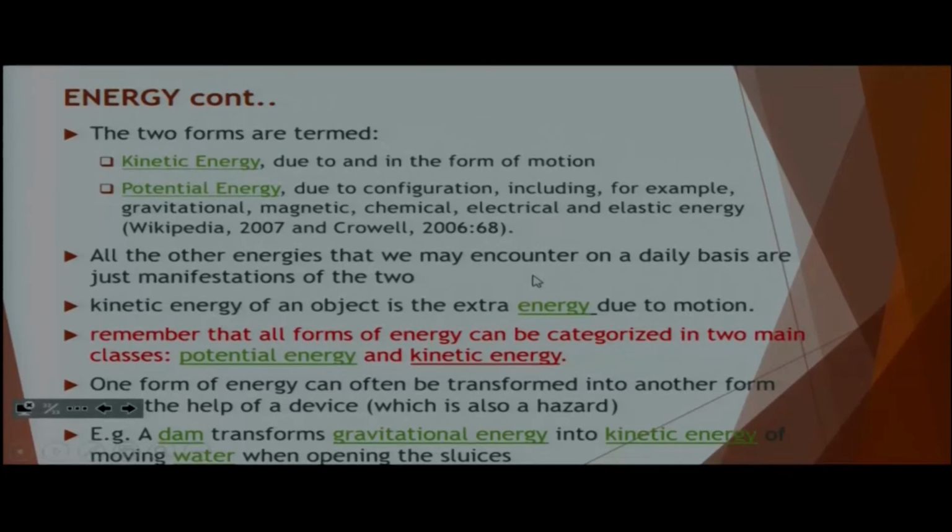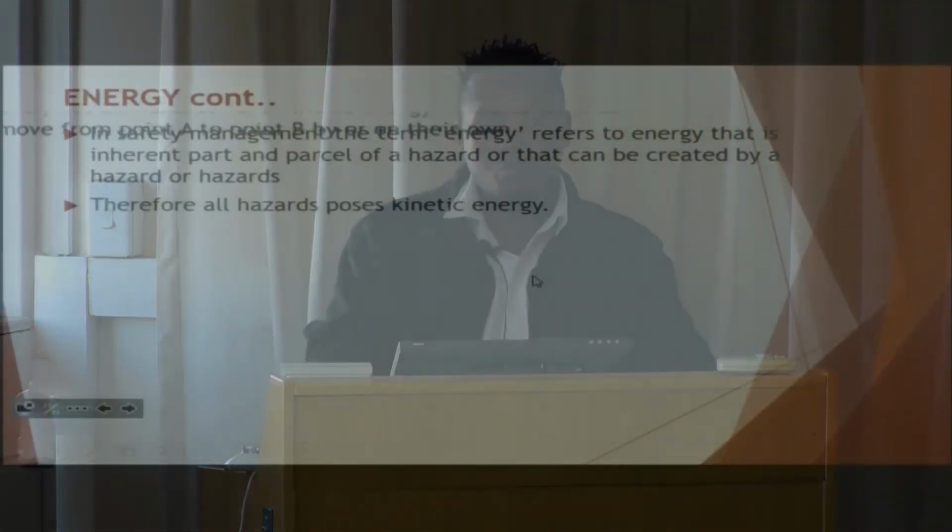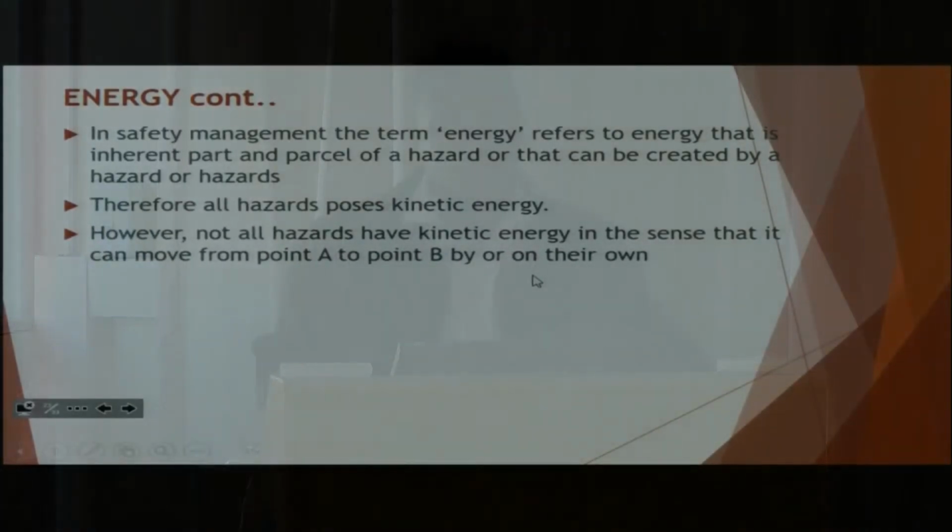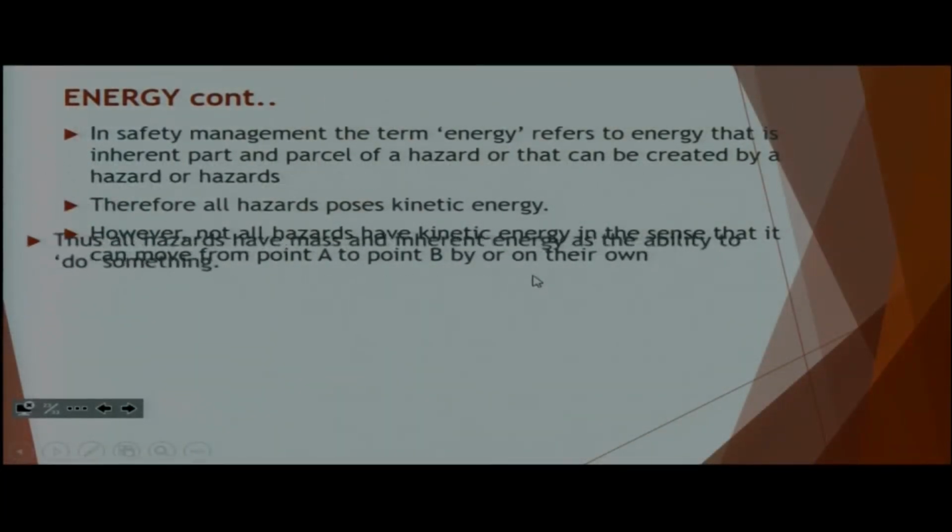transforms gravitational energy into kinetic energy of moving water when opening the sluice gate. So when water is within an enclosed area and it's closed, gravity holds it together on the bottom, it's your gravitational energy. But once the gates are opened, the water is going to flow. That means movement and motion is involved. It's going to be transformed into kinetic energy of moving water as a result of opening those sluice gates. So it is evident that it is possible to transform one type, one form, or one class of energy into the other.